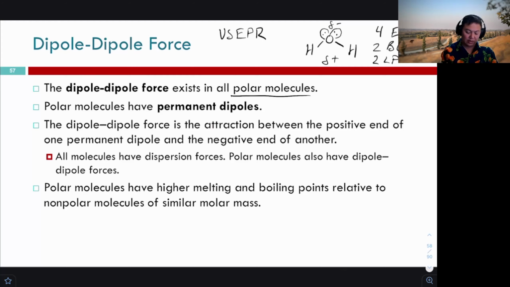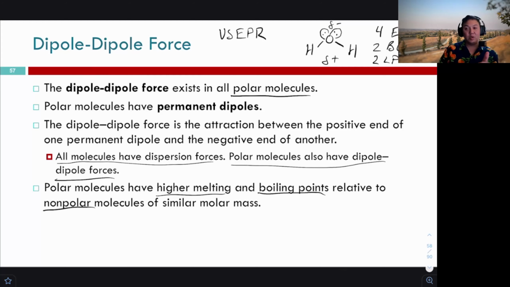Positive end to negative end. And while all molecules have dispersion forces, polar molecules also have dipole-dipole forces. So they've got both going on. And then because these dipole forces are stronger, they have higher melting and boiling points, if it's a solid or a liquid, relative to non-polar molecules of similar molar mass.